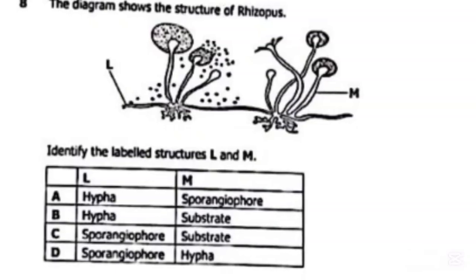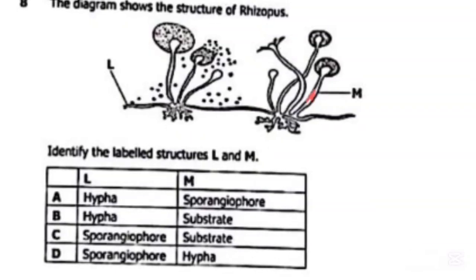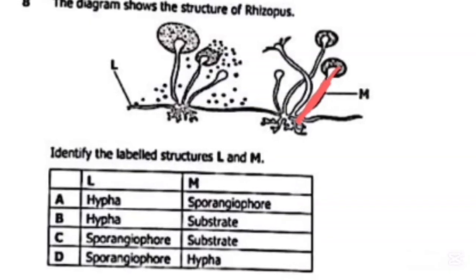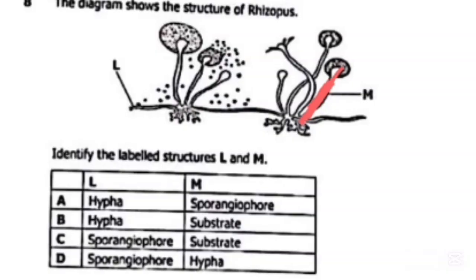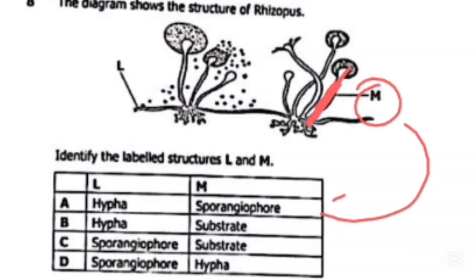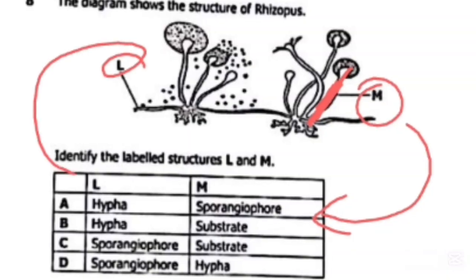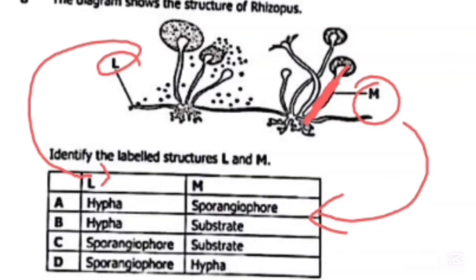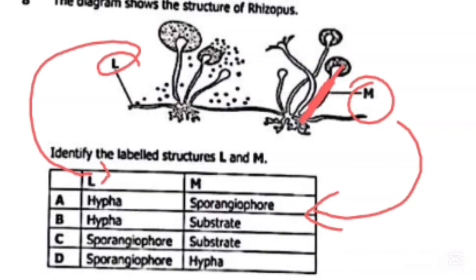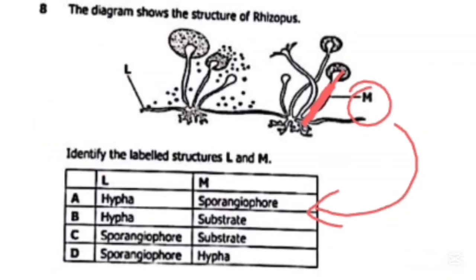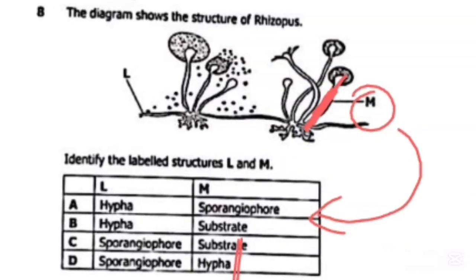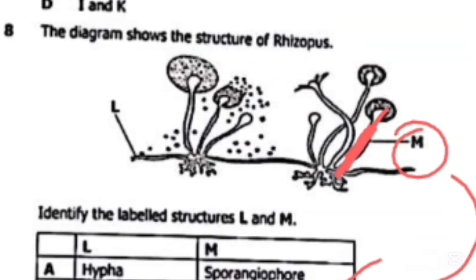Then we have the sporangiophore. So the sporangiophore, which is this vertical line, which is M, it represents what? The sporangiophore, whilst I represents the what? The hypha. B is wrong because H is not the substrate. H is the sporangiophore. So meaning all these options are wrong. Yeah. So moving on to question 9.